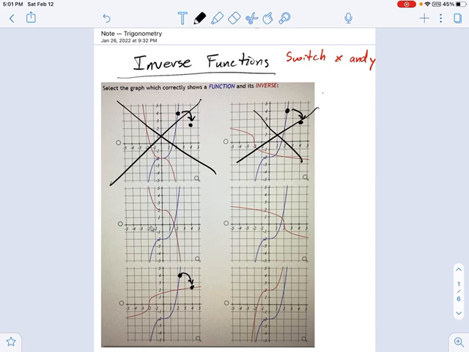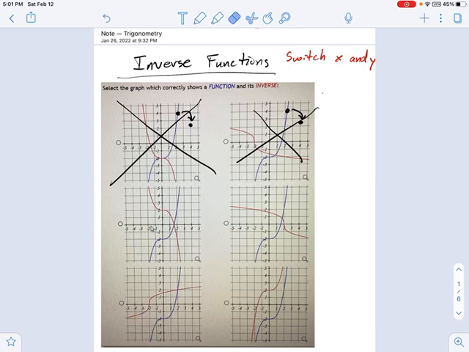Maybe we should try a few points, like this one down here. Okay, x equals -3, y equals -1 point something. If I switch those coordinates around, I get y equals -3, x equals -1 point something. See, that worked also. So this one is the inverse, and I just want to point out something very special about the inverse of a graph, or the inverse of a function.